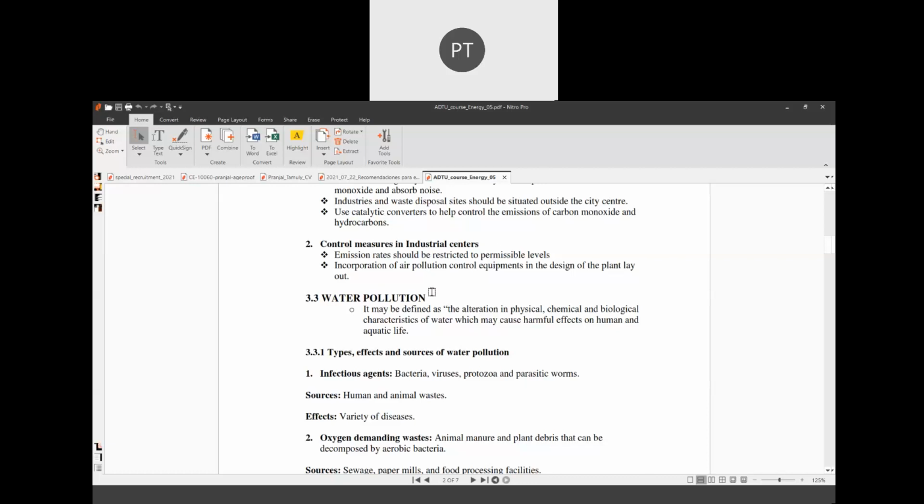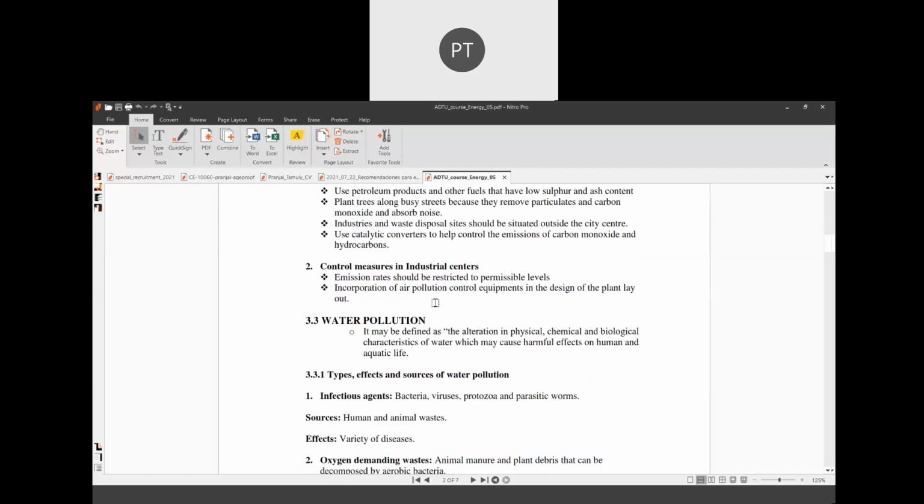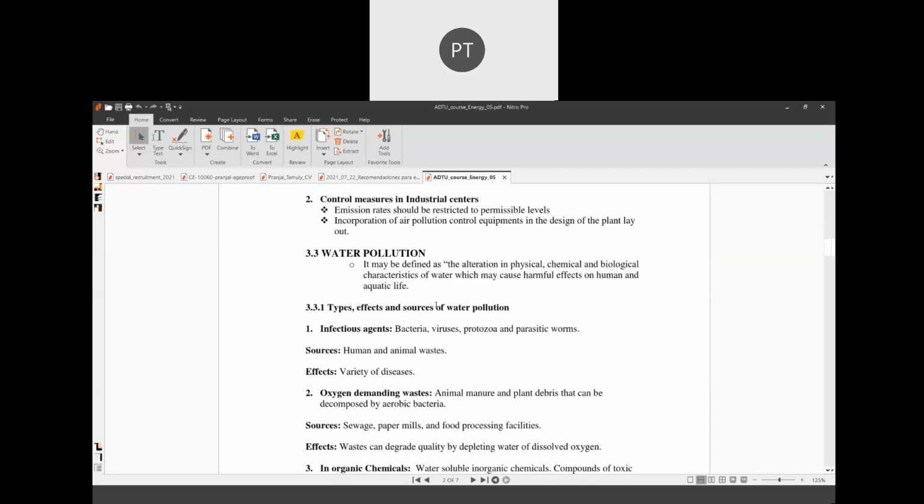So right now we have discussed the sources and control measures of air pollution. Next we are going to discuss the different sources and effects of water pollution. First and foremost, what do you mean by water pollution? It may be defined as the alteration in physical, chemical and biological characteristics of water, which may cause harmful effects on human and aquatic life. So this is the definition.